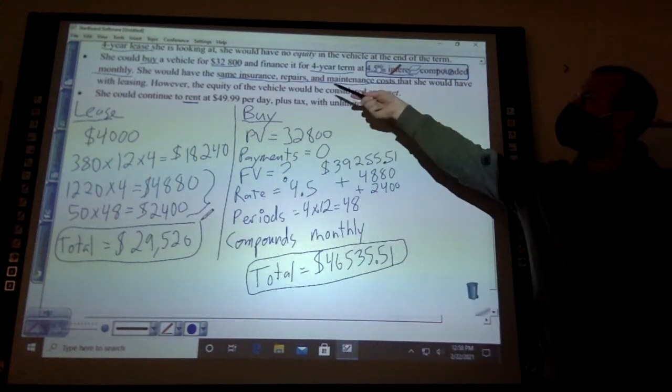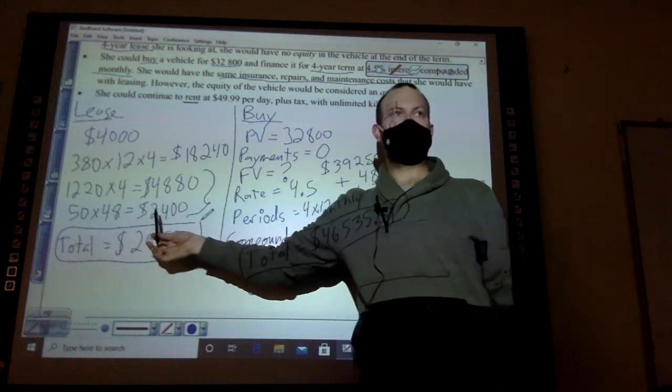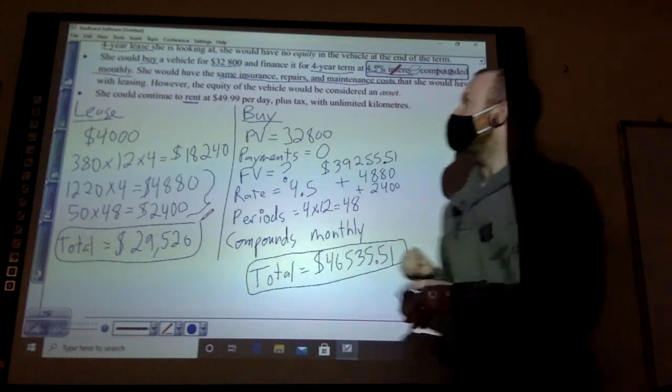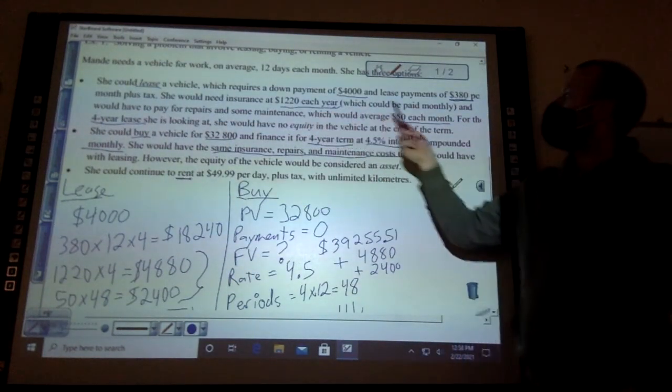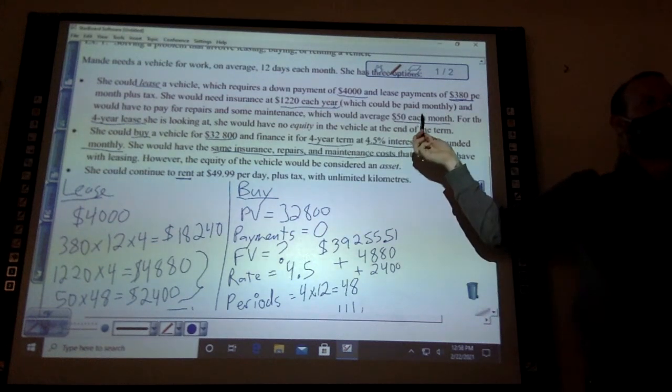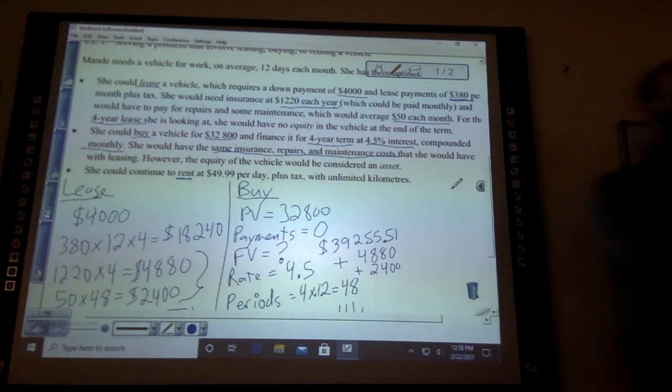And it says we also have the same repairs and maintenance. So the repairs and maintenance was this amount. So these two things are just the insurance from here and the repairs and maintenance here. So it says it has the same ones, so I just used the same ones from before.